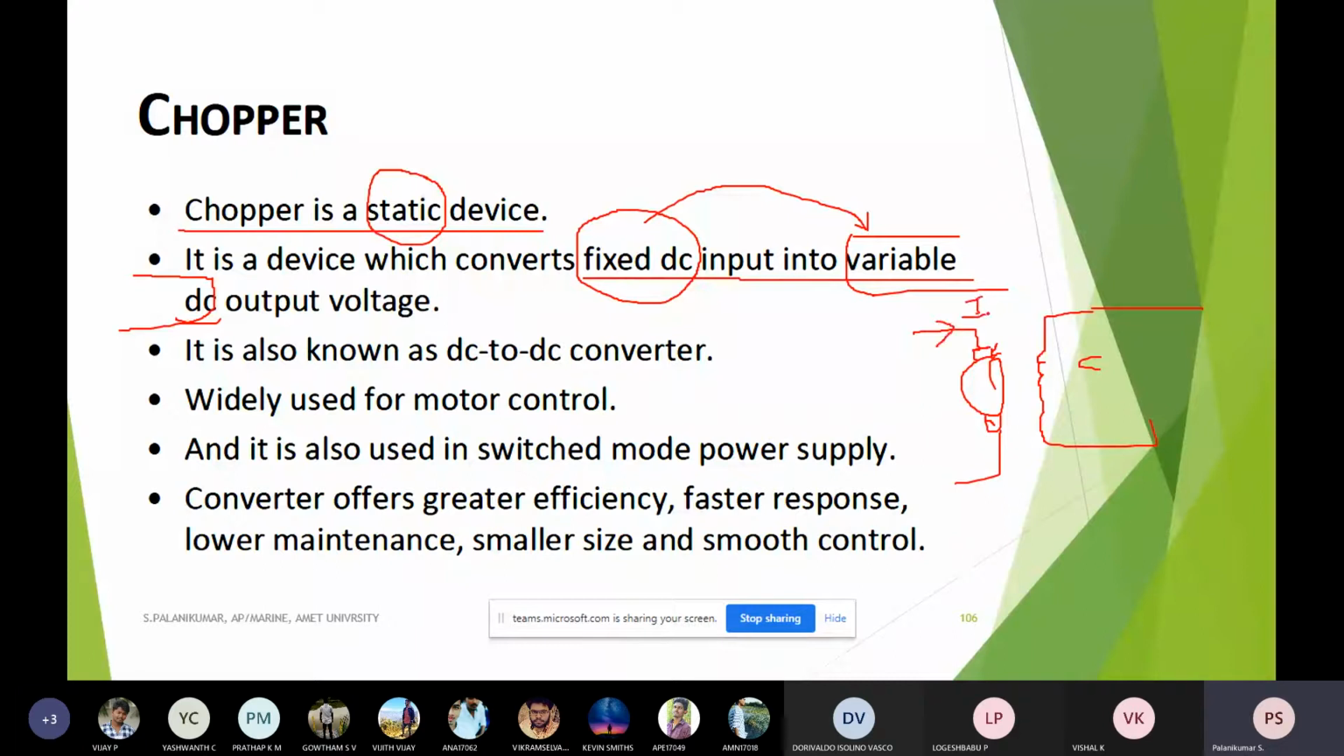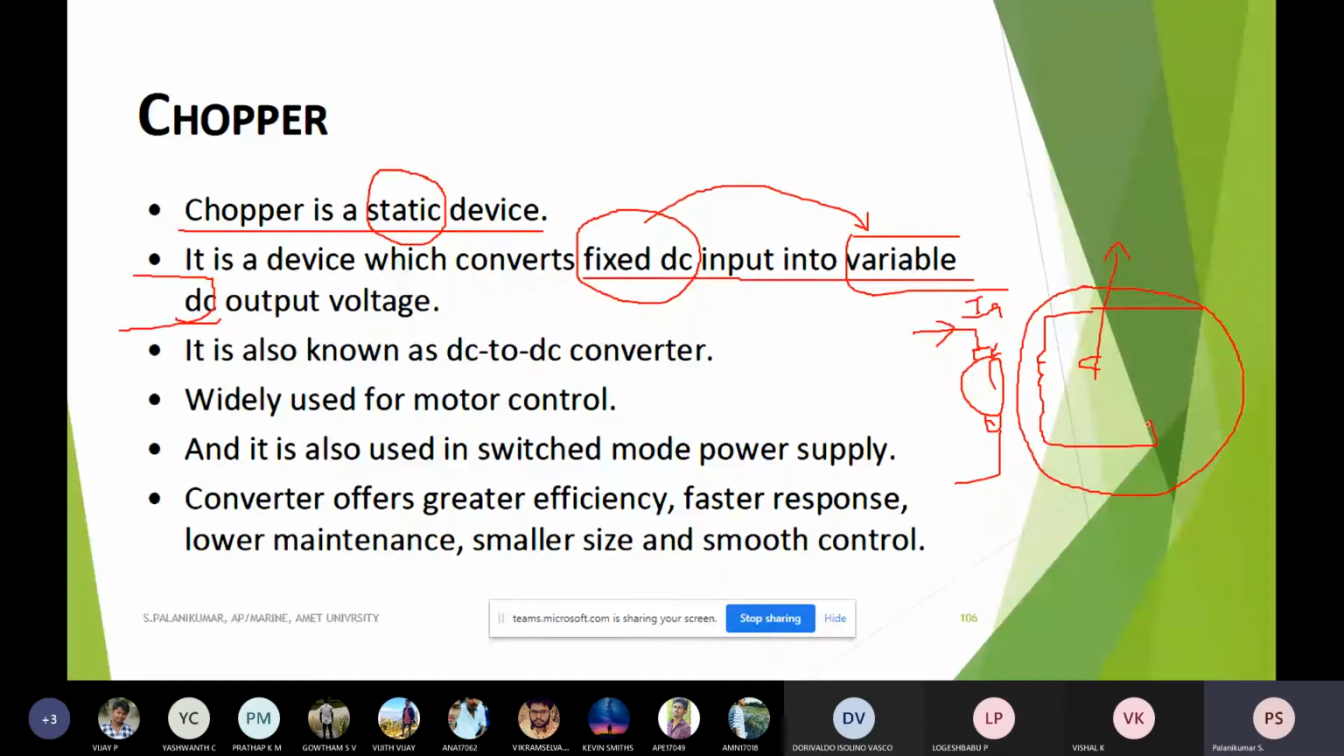So if I'm able to control the armature current, it will definitely be associated with torque production as well as speed control. There are two means. We prefer field control whenever the speed of the machine is required above rated speed. Suppose a DC machine is designed and manufactured for 1500 RPM. Above 1500 RPM, it is also possible to run the machine.